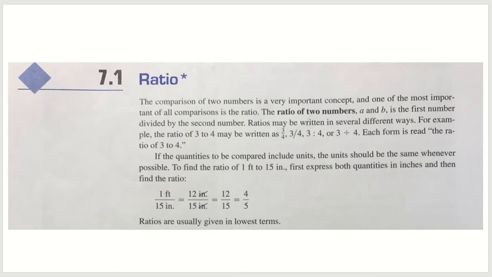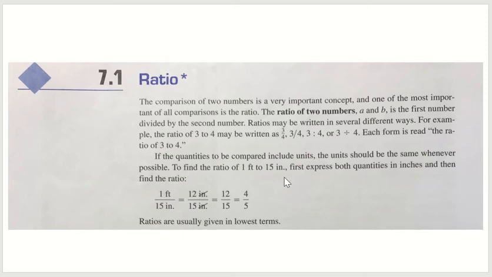This video instruction is for ratio and proportion quiz number 1. You can see here the definition of ratio is the comparison of two numbers. The ratio of those two numbers is typically given as 3/4 or 3:4.